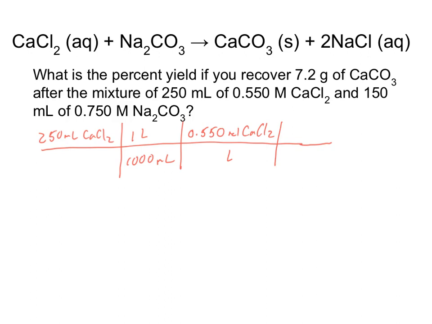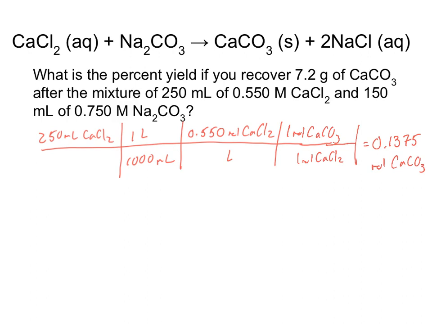And then we can use our balanced chemical equation to see that for every 1 mole of calcium chloride we start with, we get 1 mole of our calcium carbonate. And so 250 milliliters of 0.550 molar calcium chloride will yield 0.1375 moles of our calcium carbonate.